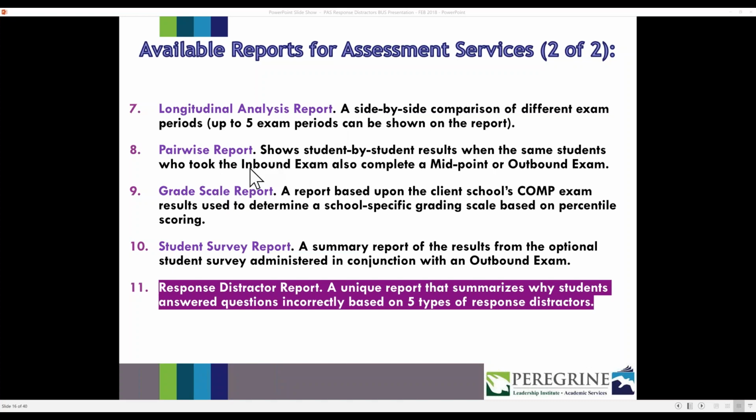The pairwise report just shows student by student results. So if you have a student who has taken the inbound, midpoint, and outbound, we have data for that student, so that goes into the pairwise report. Grade scale report, student survey report.